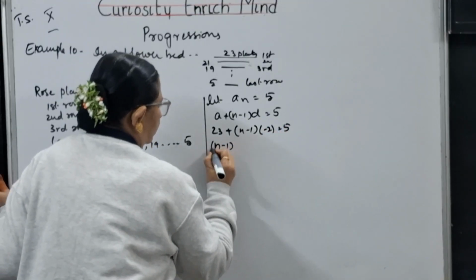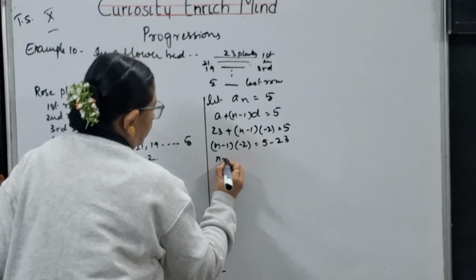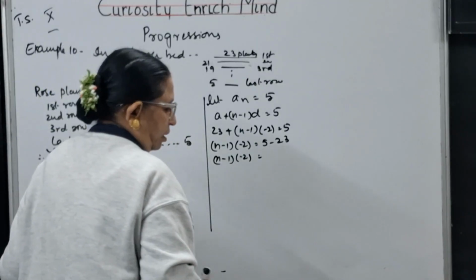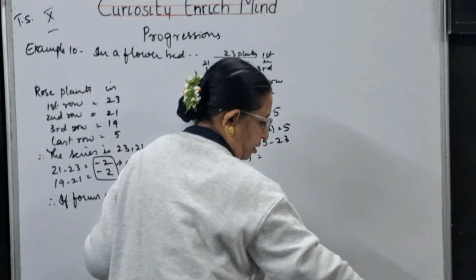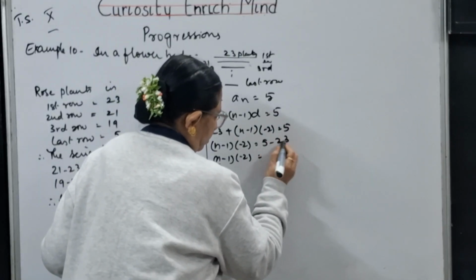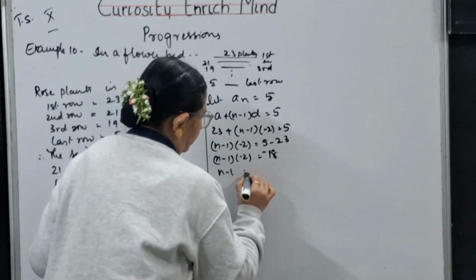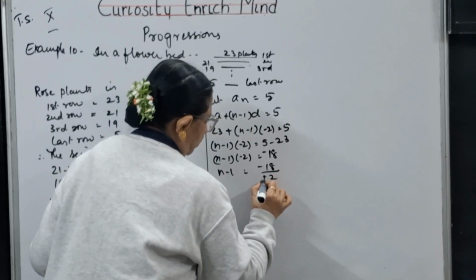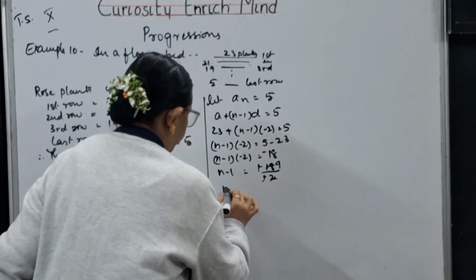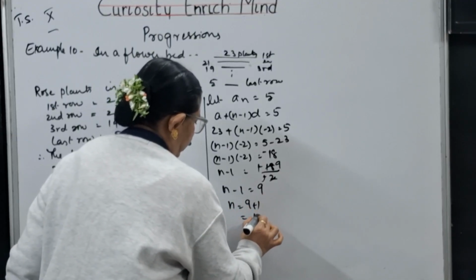That means (n minus 1) into minus 2 is equal to 5 minus 23. You are going to get its value as how much, children? 5 minus 23 is minus 18. So n minus 1 is minus 18 by minus 2. 2 nines are 18. So you are getting n minus 1 is equal to 9. n is equal to 9 plus 1, that is 10.